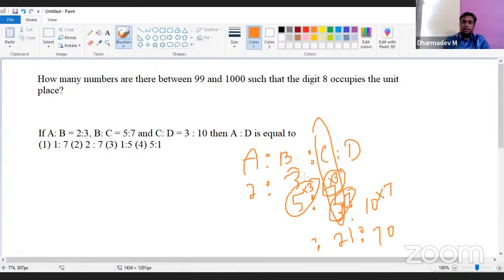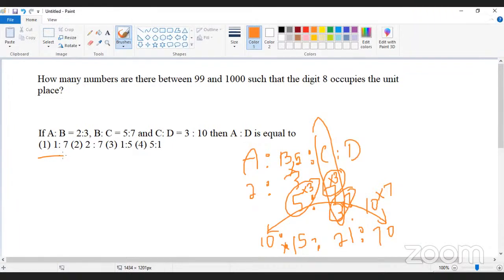So can I multiply the same with B and make it 15? Yes, I can multiply with 5. That becomes 15. So B value is sorted, 15. Then the A value should be multiplied with 5, so that is 10. They're asking what is the ratio between A and D. So A and D is 10 is to 70, or in short, I can call it 1 is to 7. Okay. Thank you, sir. Okay, great, fine.